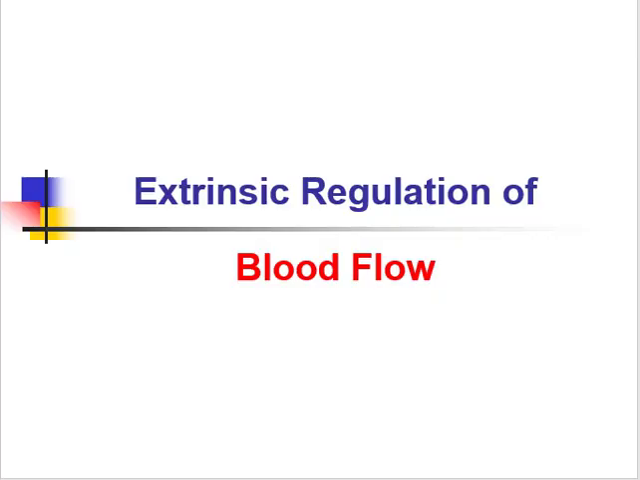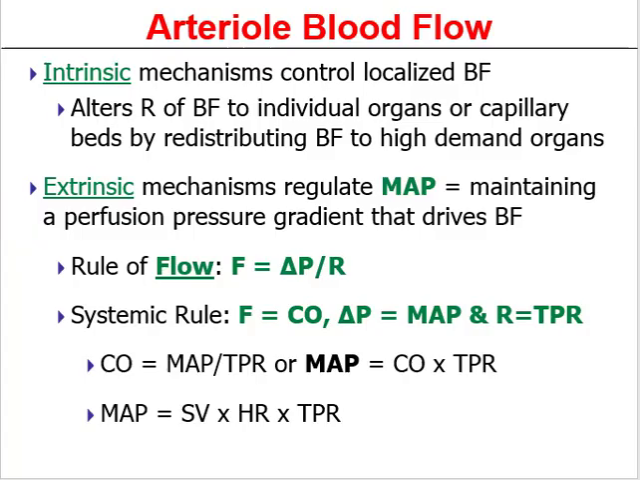So, extrinsic regulation of blood flow. Those will be things from outside the blood vessel itself that can affect blood flow. Now let's look at the outside mechanisms that might affect perfusion to an organ or tissue area. Extrinsic control mechanisms will work to maintain MAP, which is the gradient that drives blood flow.